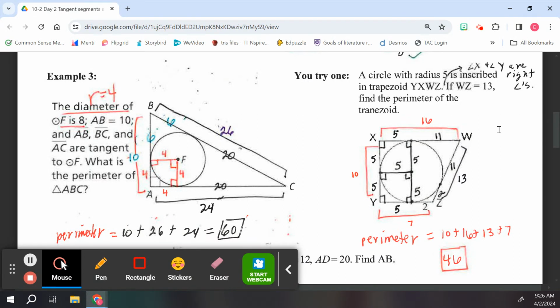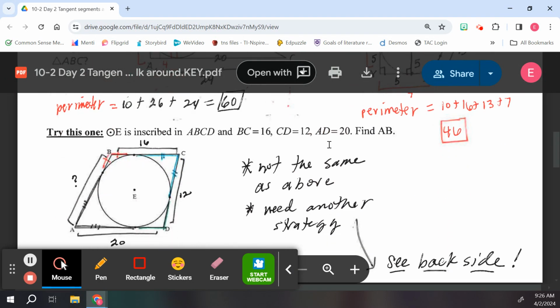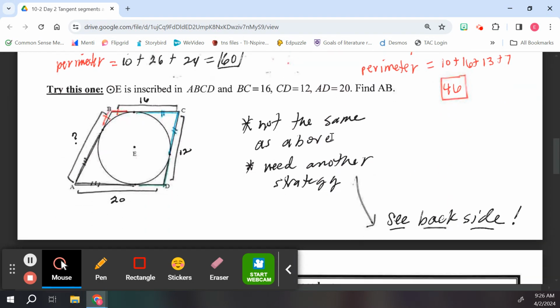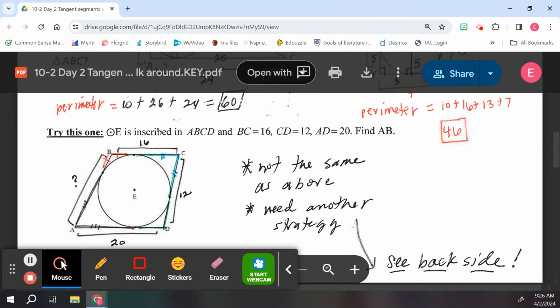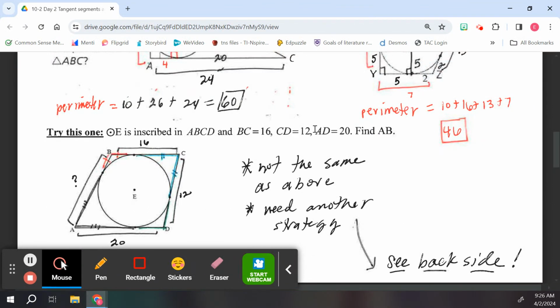Okay, let's take a look at the bottom. In this one, we're not going to try it together. I just want you to note, we're going to have this on the back side too. If we look, it says circle E is inscribed in ABCD, and BC is equal to 16, CD is equal to 12, and AD is equal to 20. Find AB. If you look here, we do not have any of those smaller parts. We only have the larger parts, or most of the larger parts. We don't even have the full thing, right? So this is a little different. So we have to do a different procedure.